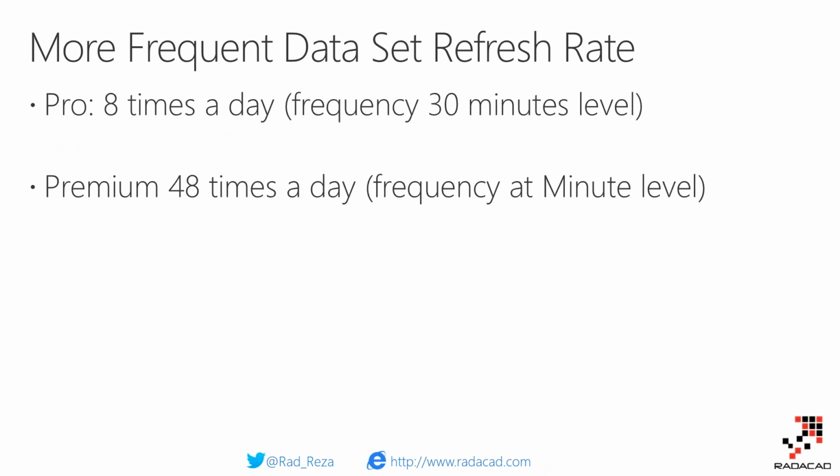Next, more frequent data refresh. In Power BI Pro, at the moment, you can refresh up to 8 times a day. The frequency of that can be, at the best level, every 30 minutes. Now, with Power BI Premium, you can refresh up to 48 times a day, and you can schedule it to be every minute as well, but not more than 48 times a day. But even if 48 times a day is not enough, you can also have a console application that uses the REST API and refresh it as much as you like. Okay, so refreshing should not be a problem. You have more refreshing options.